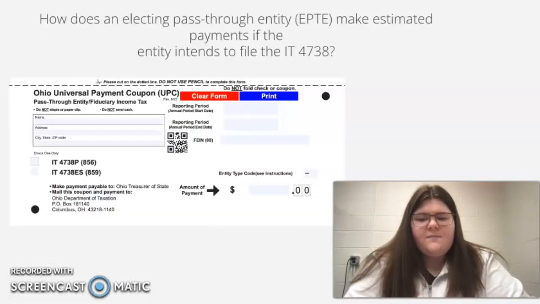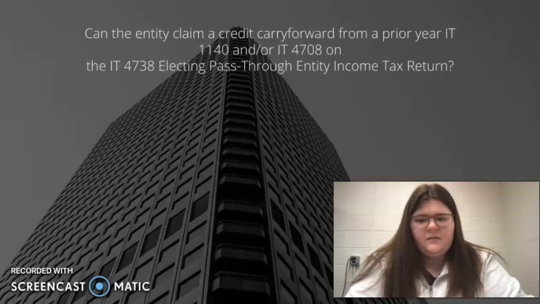A pass-through entity may submit payments online, or they may send in a check with this voucher shown on the slide. Can the entity claim a credit carry forward from a prior year IT 1140 or IT 4708 on the IT 4738 electing pass-through entity income tax return? Yes, the IT 4738 features a line on the form to claim a credit carry forward from the prior year.